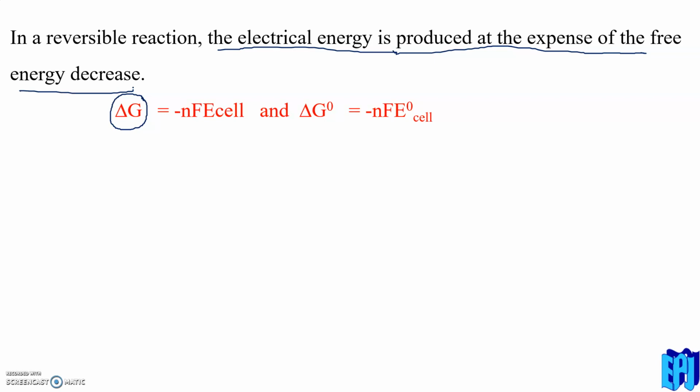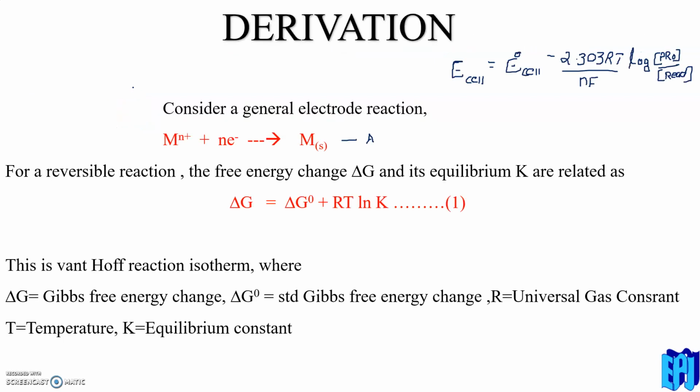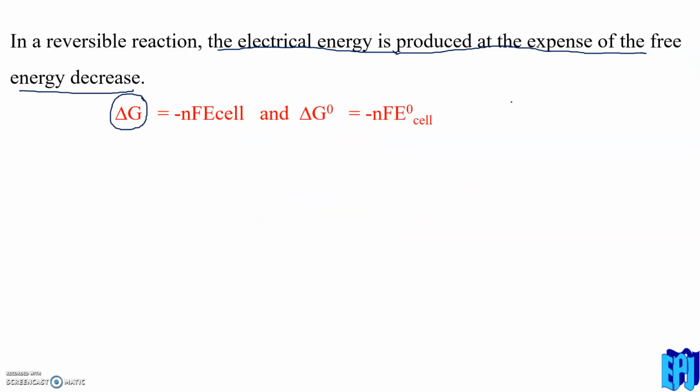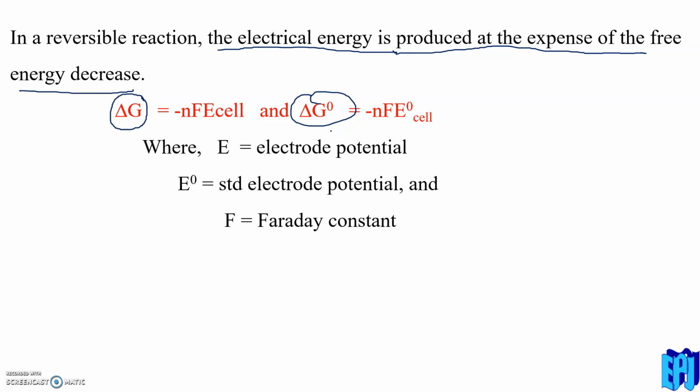You see why we consider this equation: we have to replace delta G and delta G0 from this equation, because these two terms are required. So the delta G value and the delta G0 value can be written as minus NF E cell and minus NF E0. So we can put these values in equation number 1.